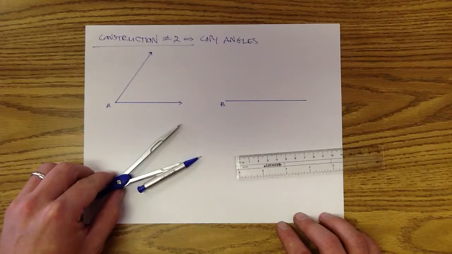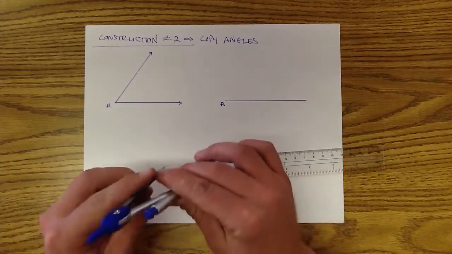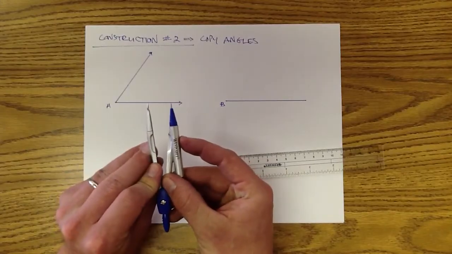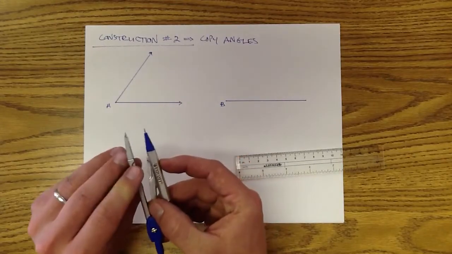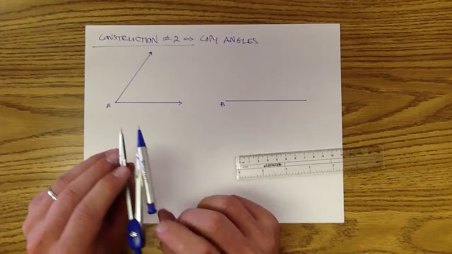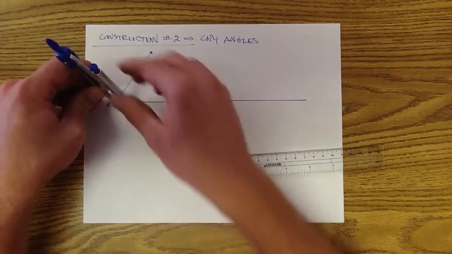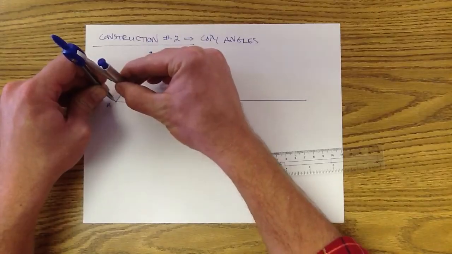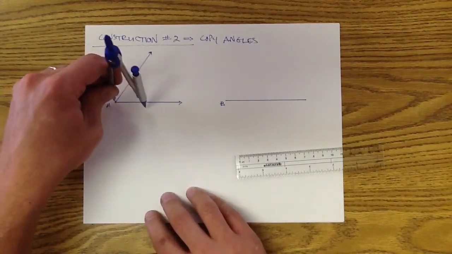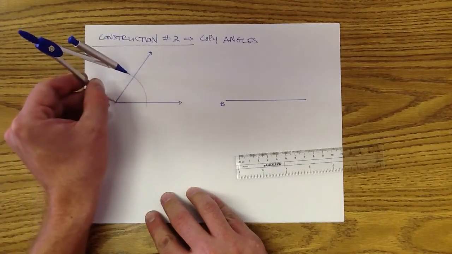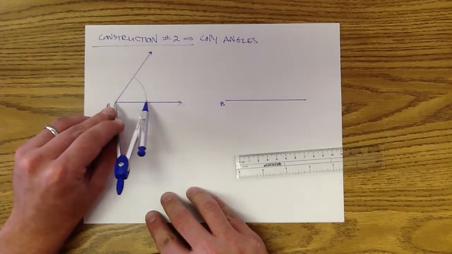So the first thing you're going to do is take your compass and create some sort of distance here with your compass. It doesn't matter what the distance is, but you want some distance that you can keep track of. I'll make it a little bigger here for the sake of the picture. You want your compass to intersect both sides of your angle here. So you've got a fixed length.